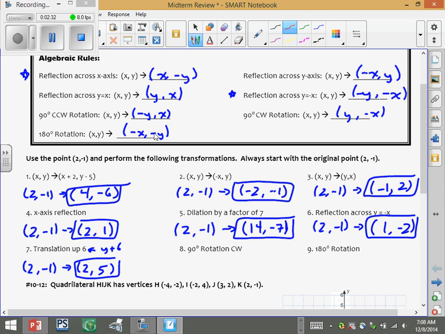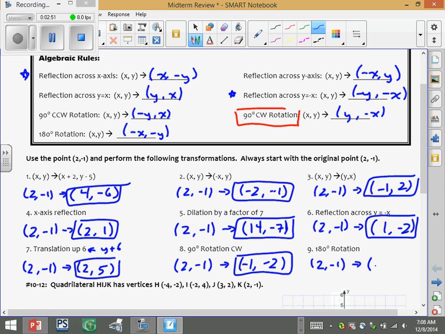90 degrees clockwise rotation, that's this one right here. As you can see, take that point (2, negative 1). They switch places, so we start with negative 1, and then the x has to have the opposite sign, so it turns into negative 2. And then 180-degree rotation: they don't change places, but they both change signs, so that turns into (negative 2, 1).